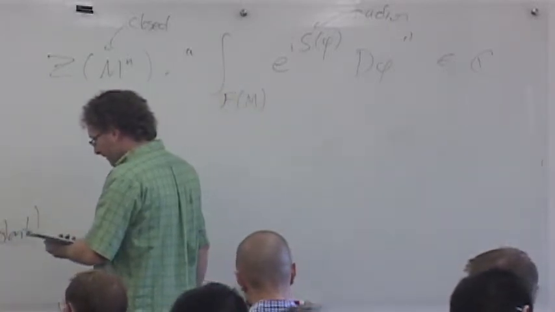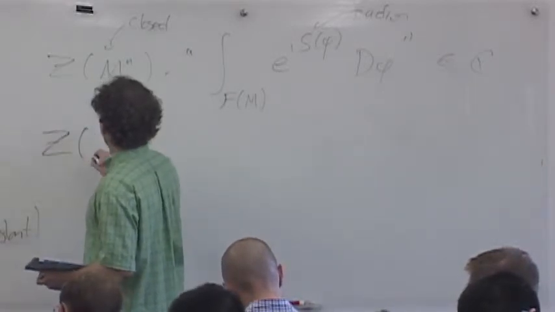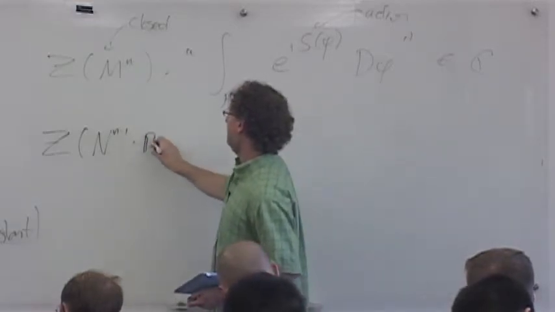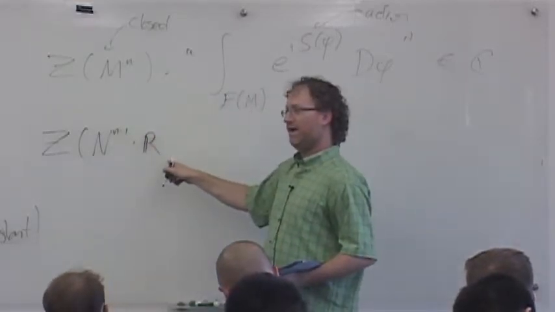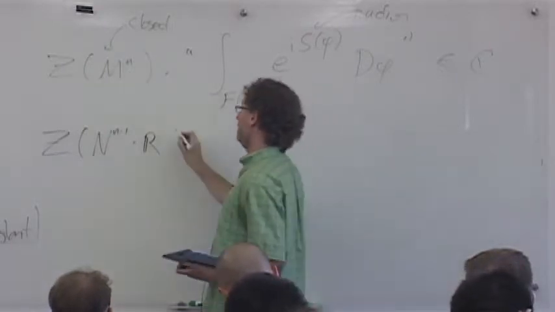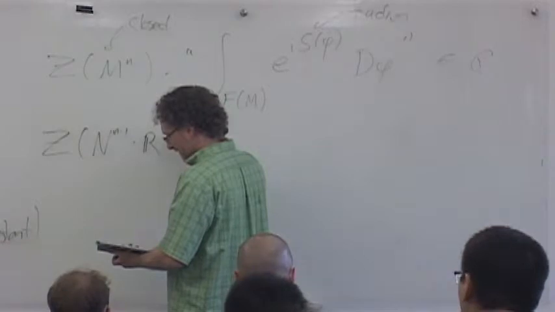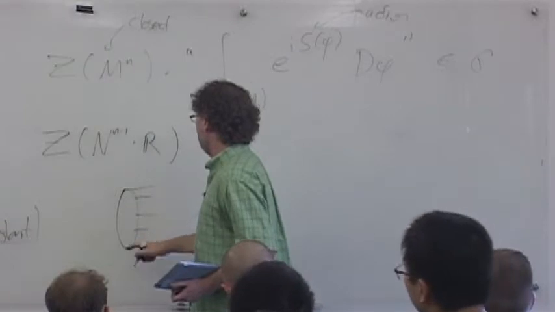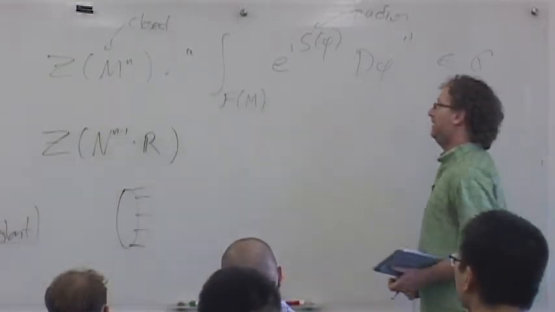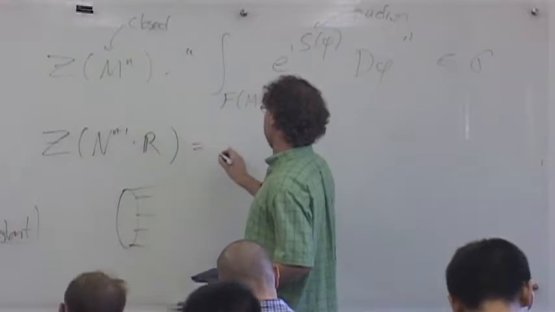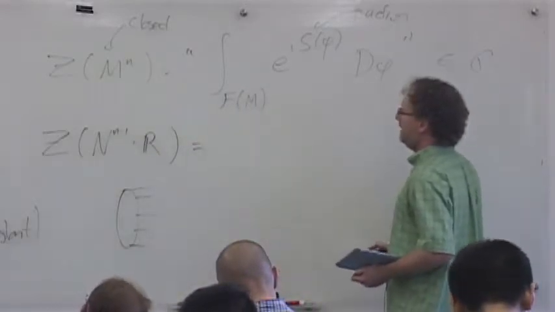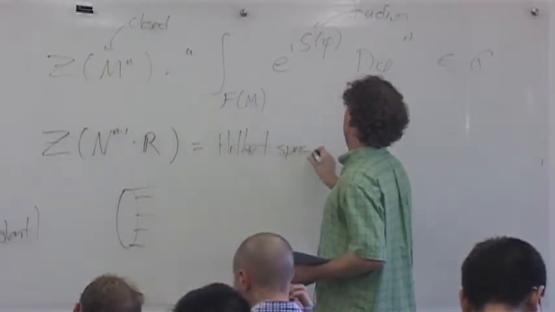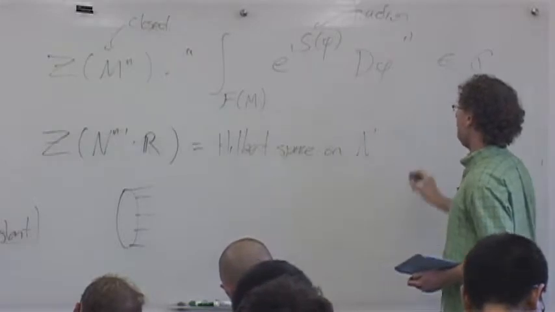Now, what about if I take an (n-1)-manifold? What is the physics meaning for this? Again, I'll often drop the cross R. If I write a lower dimensional manifold, I'm secretly thinking of it cross R. So what do I think of this? Here, this is going to be what in physics will be the Hilbert space of the theory. So this is the Hilbert space of the quantum field theory on N.